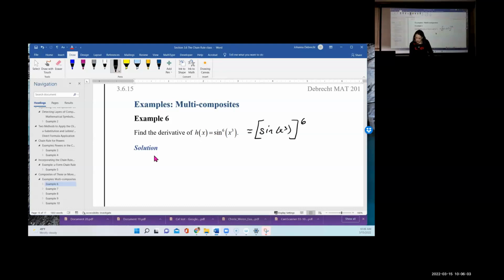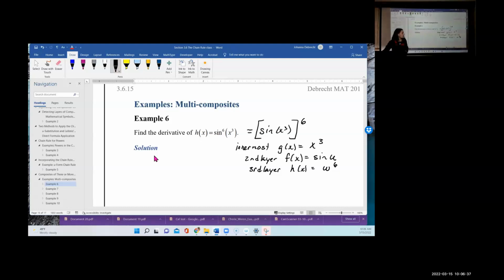So we can think of the innermost layer, which I think I called g of x before, as x cubed. The second layer, which I believe before we called f of x, is the sine of u. And the third layer, or the outermost one, is what we called h of x, which is w to the 6th, all right? Something to the 6th power. So I have three functions here: something cubed, the sine of something, and something to the 6th.